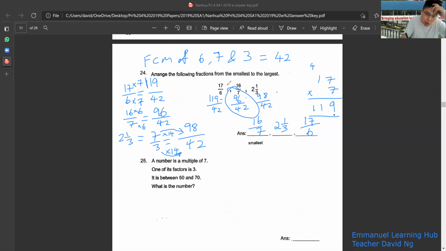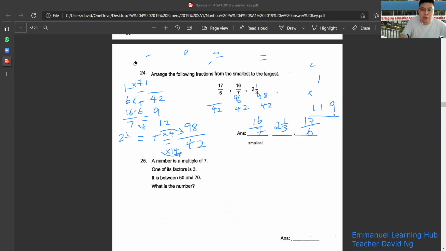So the way to do this question is not to see the number here. You can only compare after you convert it to the same denominator. Okay. Understand? We move on now.